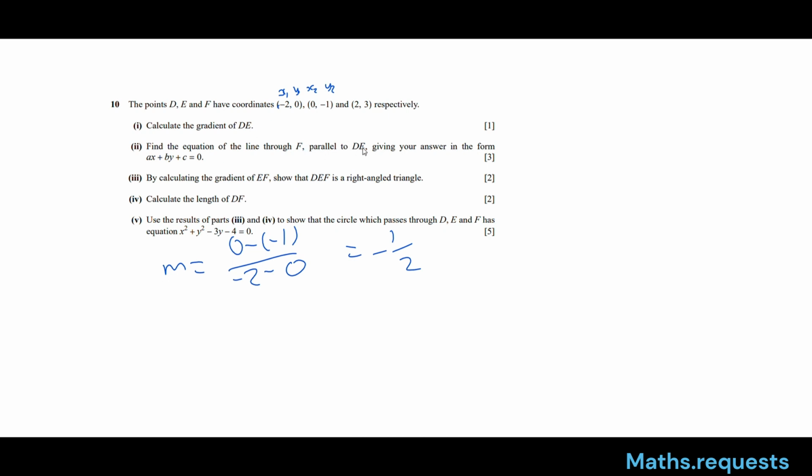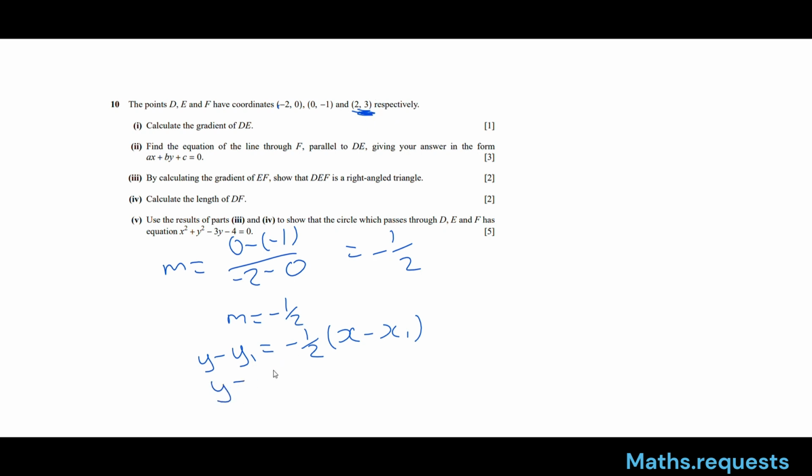Calculate the equation of the line through F parallel to DE, giving the answer in the form ax plus by plus c equals 0. Okay, so parallel suggests that the gradient is going to be -1/2, and then a line through F. So the equation of a line through a point is y minus y1 equals the gradient times x minus x1, where y1 and x1 are the coordinates of the point that the line passes through.